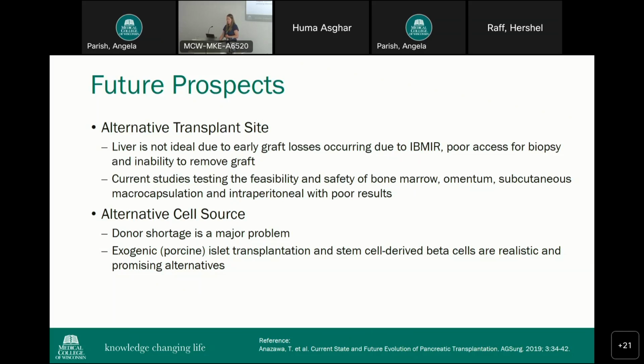Also, they're looking for alternative sources of cells due to the donor shortage and increasing rise in patients with diabetes. There's been some success with stem cells as well as porcine islet cell transplants. Although the alternative sites and the alternative sources have been hindered by thrombus more than what would be expected, and also poor immune response and rejection.